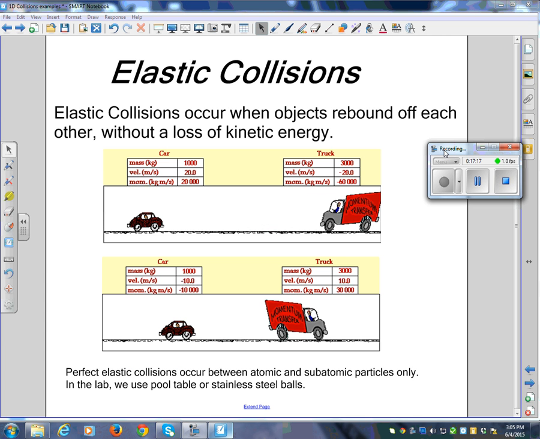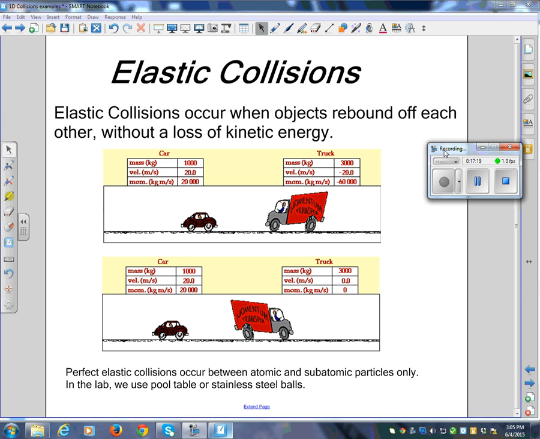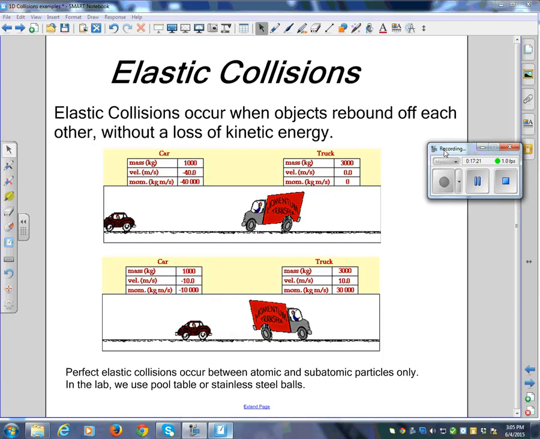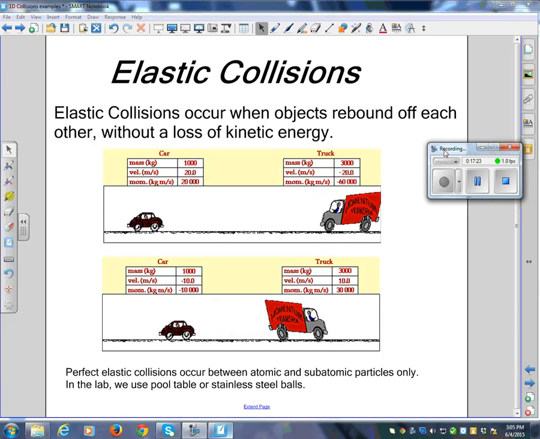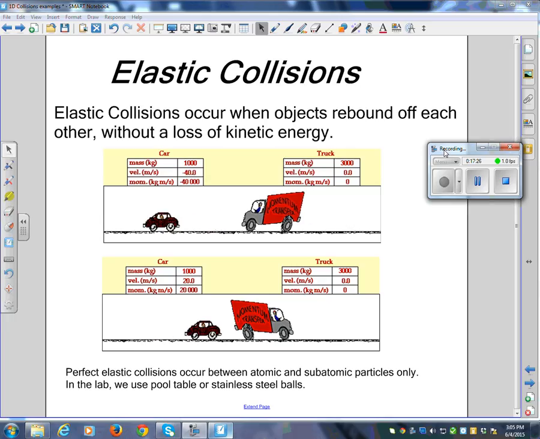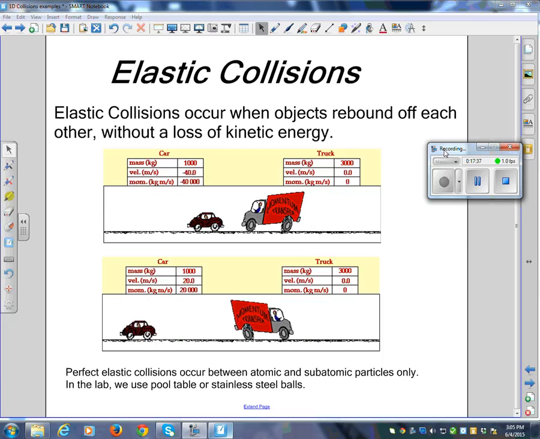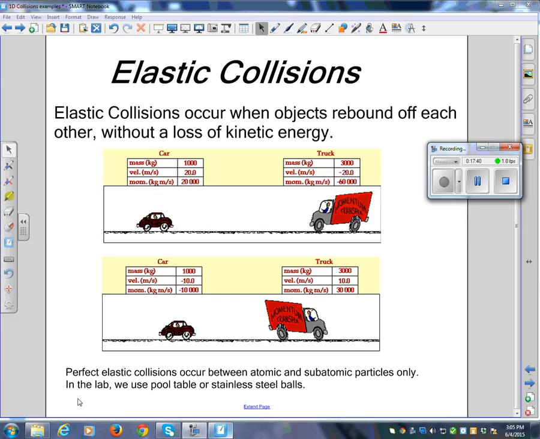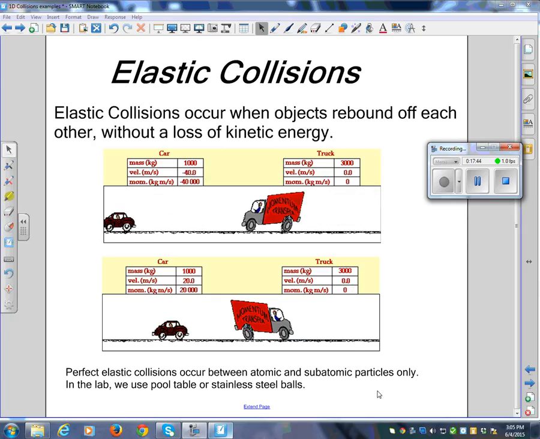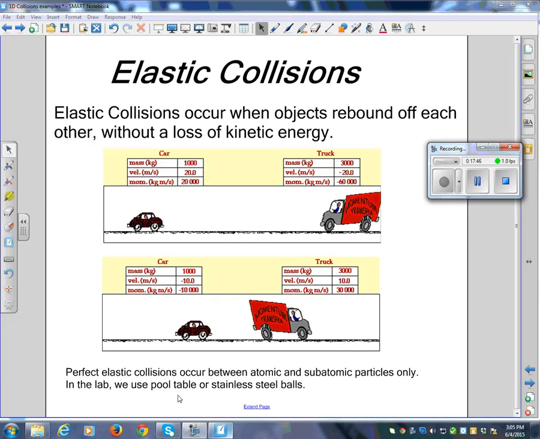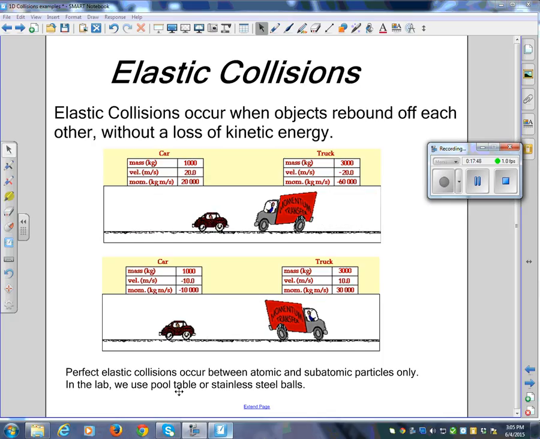That, like you're talking about, is known as an elastic collision. When they do not stick together, they rebound off each other without a loss of kinetic energy. So when Steve goes running into someone a little smaller with the exercise ball, that smaller person's going to go flying, right? Is there a loss of kinetic energy in the real world? Yes, there is. Perfect elastic collisions occur between atomic and subatomic particles only. In the lab, pool table balls or those stainless steel balls like I had will do just nicely.